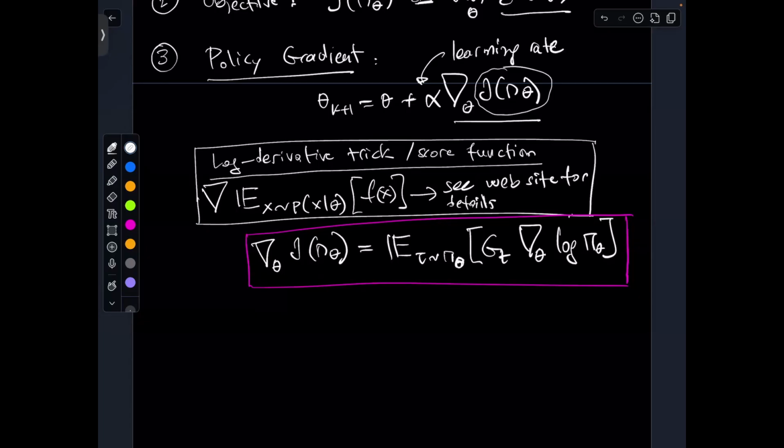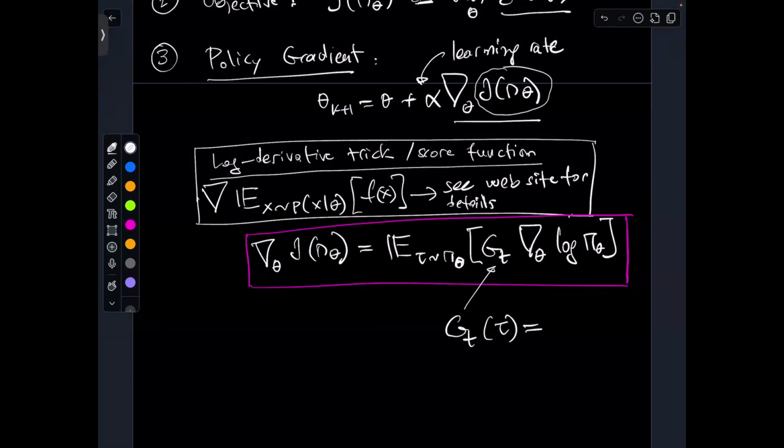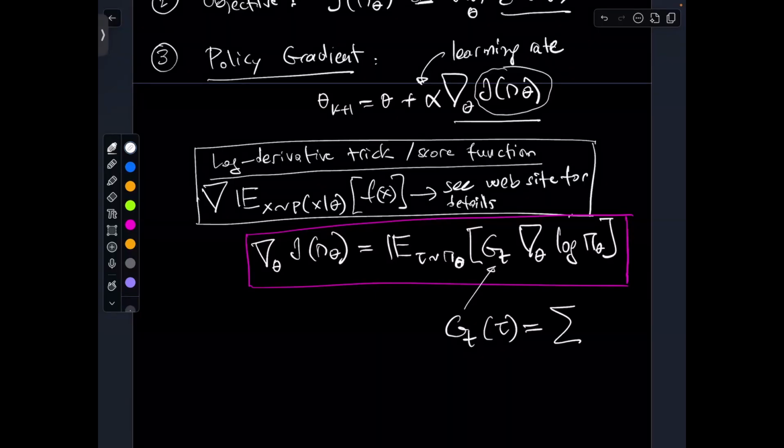One thing that we need to pay attention to, however, is that the G_t of a trajectory, starting from some instant t and referring to a trajectory tau, is given by a summation of the discounted rewards from the moment t: gamma to the power of k, r of t plus 1 plus k. Okay, so this is basically our gradient.